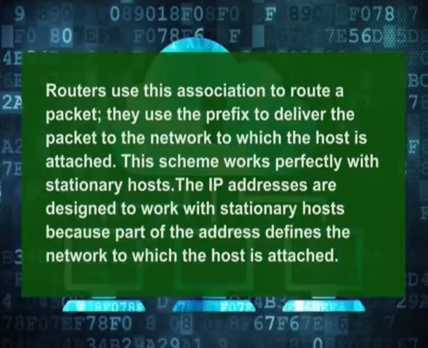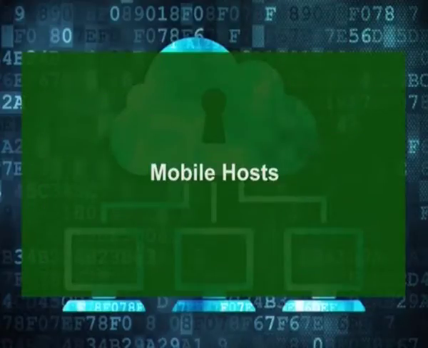This implies that a host in the internet does not have an address that it can carry with itself from one place to another. The address is valid only when the host is attached to the network. If the network changes, the address is no longer valid. Routers use this association to route a packet. They use the prefix to deliver the packet to the network to which the host is attached. This scheme works perfectly with stationary hosts. The IP addresses are designed to work with stationary hosts because part of the address defines the network to which the host is attached.